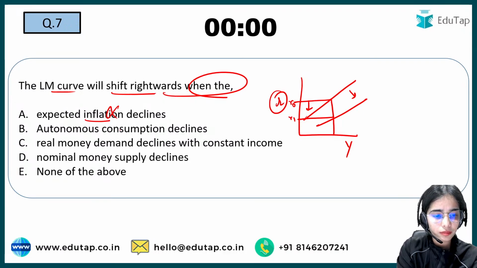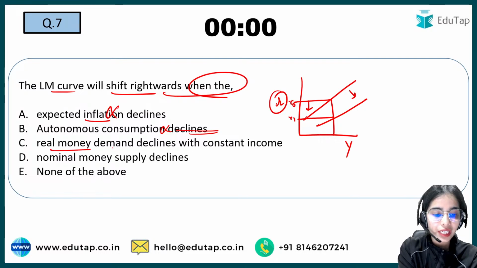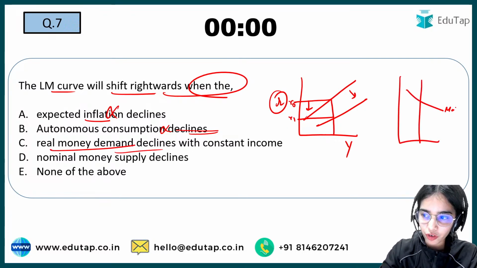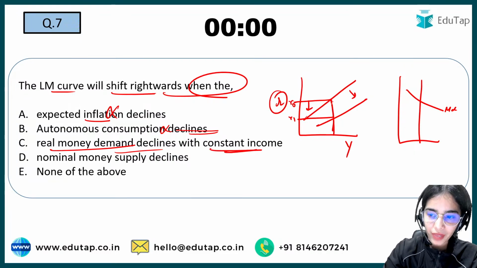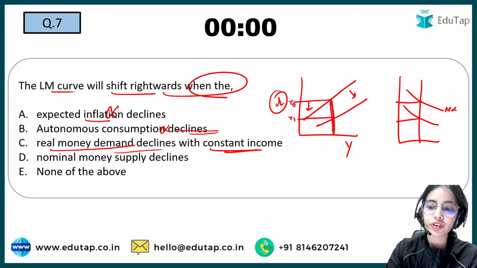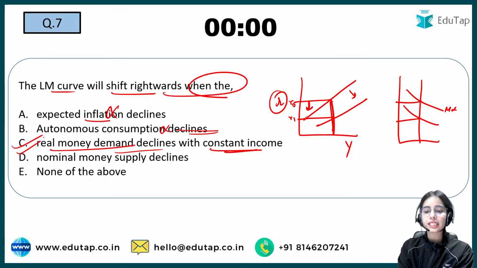Autonomous consumption declines, so it doesn't directly affect the rate of interest. Real money demand declines. So that means this is the demand for money. So at the constant income, if the demand for money is declining, yes, the rate of interest will directly decline. That's why the C is the right answer.